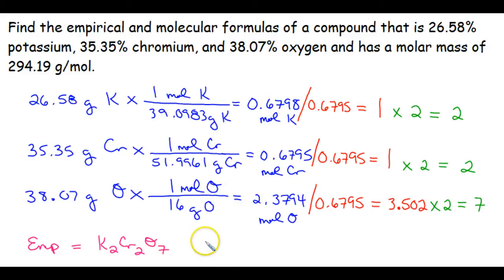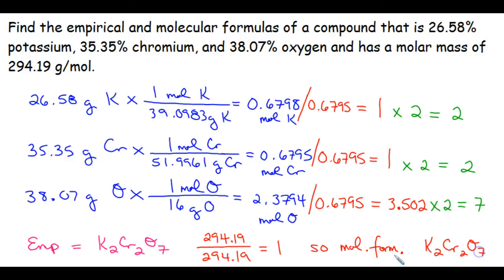To get the molecular formula, we need the molar mass of this divided by the actual molar mass that was given to us in the problem. And what we are going to see, actually, I said that backwards. You're supposed to do the actual divided by the empirical, but it's the same. So the molecular formula is K2Cr2O7.